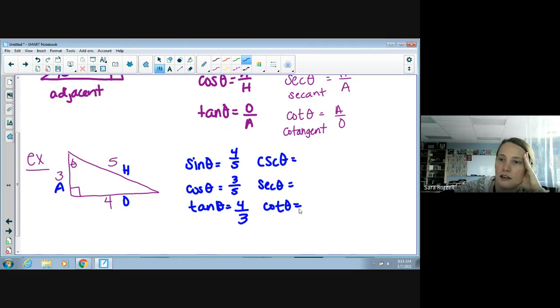And then to get your remaining 3, we just flip the other ones over. So y'all fill out the second column. Then we'll check and make sure you got them right. Okay, so we should have gotten 5/4, 5/3, and 3/4. Everybody okay there?